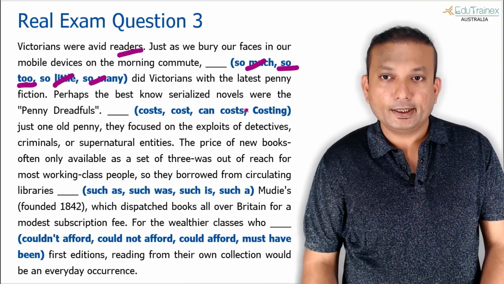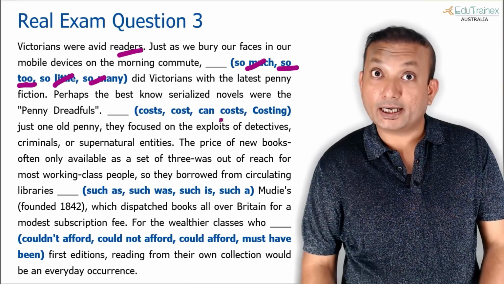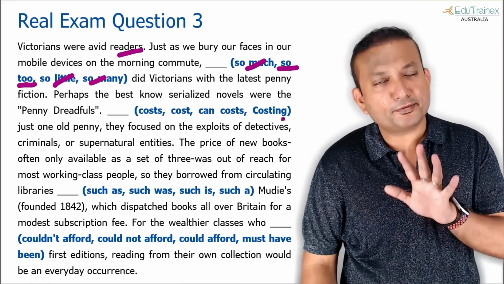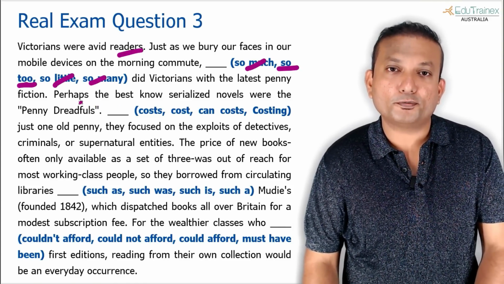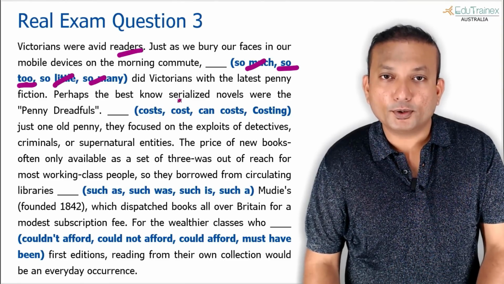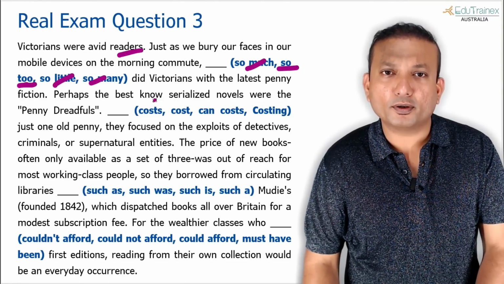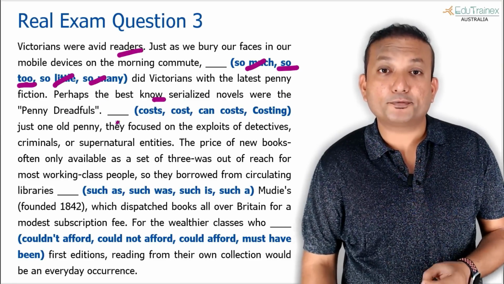Next one. Looks like a grammar question. "Cost," "can cost," again double word option, "costing." Definitely grammar question. Okay. You have to figure out which form of verb we have to use. Perhaps the best known serialized novels were the Penny Dreadfuls.